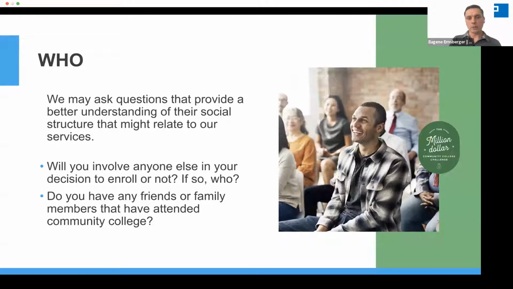We also want to ask questions that provide a better understanding of their context, their social structure, and how that might relate to our services. A couple of examples we put here are, will you involve anyone else in your decision to enroll or not? If so, who? That could be very compelling data to get. And then, do you have friends or family members that have attended community college? This would give us a clearer picture of maybe their preloaded perceptions, whether positive or negative, based on whether they're connected with other folks who have gone through this experience.